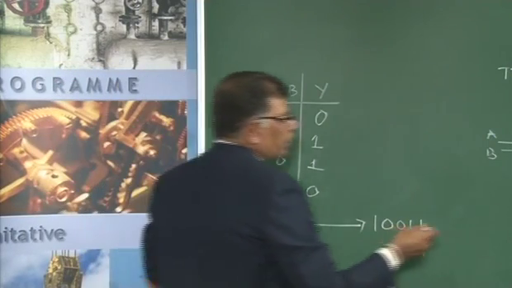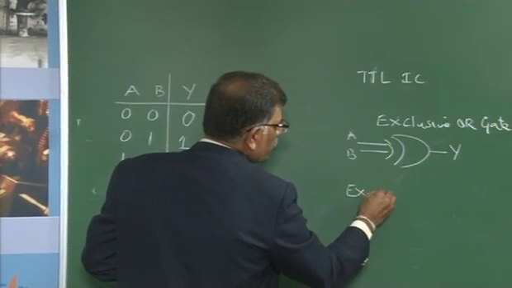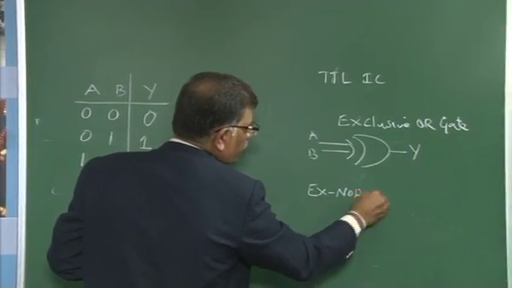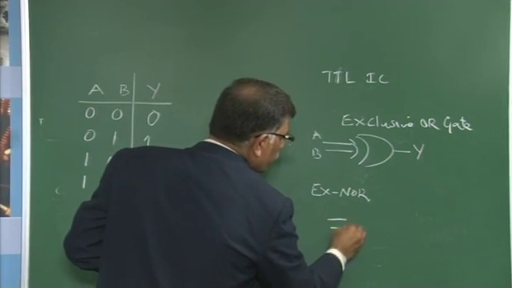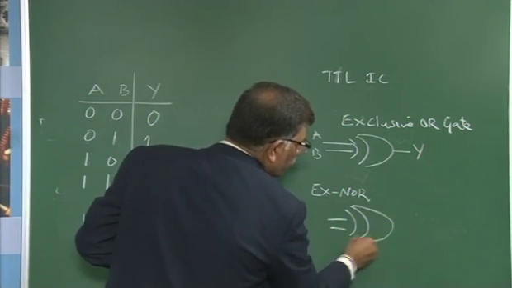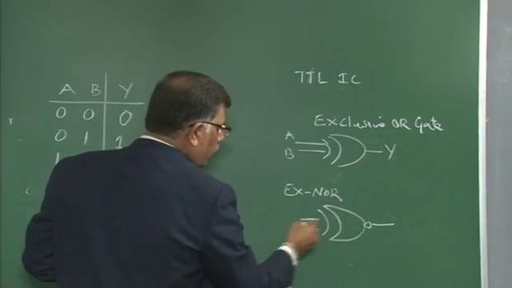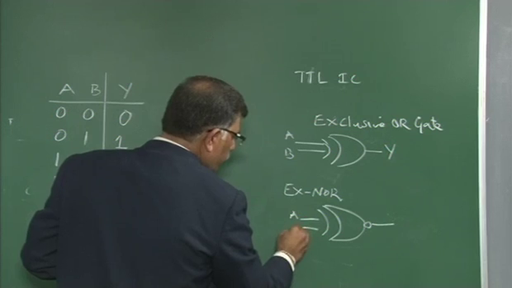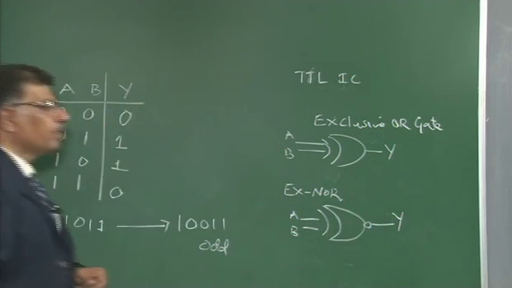We have one more gate called the exclusive NOR gate. Usually we call it the XNOR gate. The symbolic representation of the XNOR gate is like this: we put a bubble in front, which indicates that it is a complementary type of circuit, for which we give A and B as inputs and the output that I will be getting is Y.